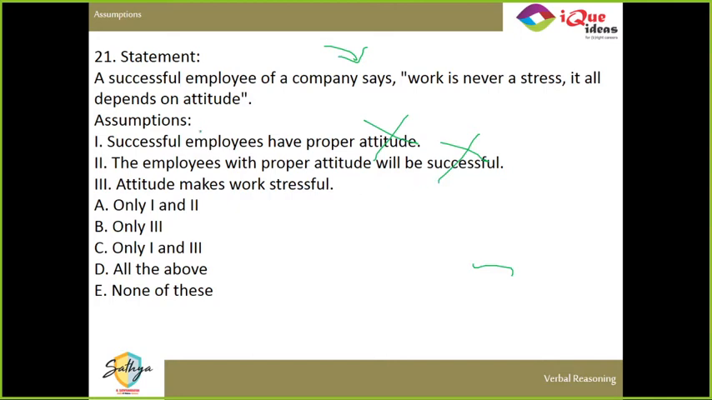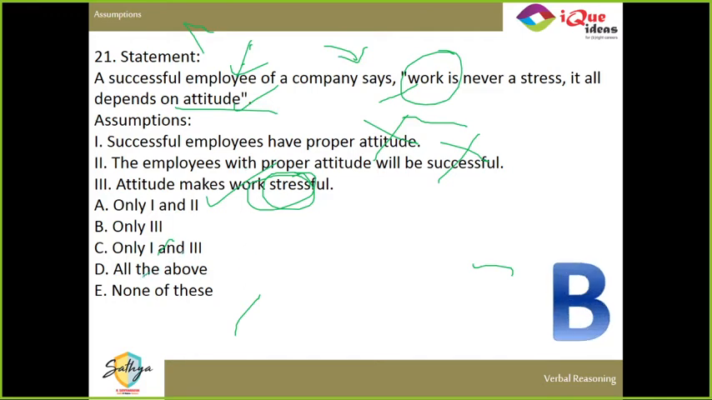Now, the third one, if attitude makes work stressful, then the successful employee says that work is actually never a stress, it all depends on the attitude. Because if attitude does not make work stressful, why would he say that it depends on attitude? Obviously, it is attitude which is making work stressful. So whether work is stressful or not depends on attitude. That is exactly what he is assuming in this statement. So only 3, which means option B is my right answer.